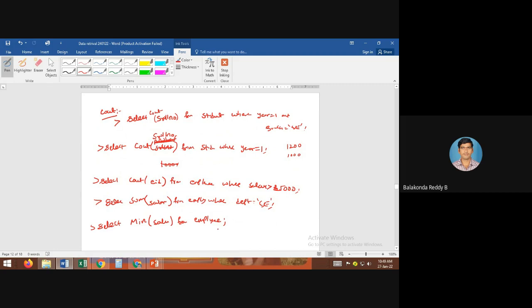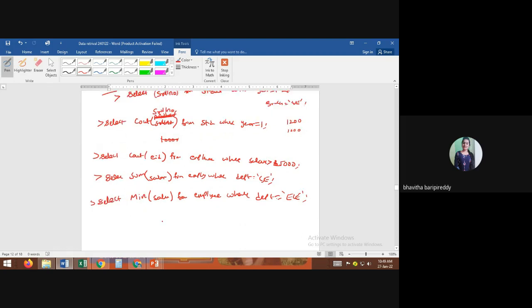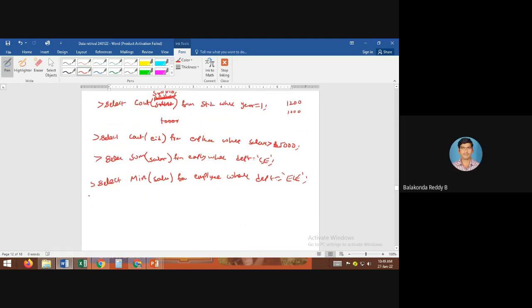Suppose instead of this one, I'm writing here like this: where department equal to ECE. Now what is the output of the query? From the ECE department, it will give the minimum salary of the employee. Yes, it gives the minimum salary of the employee.